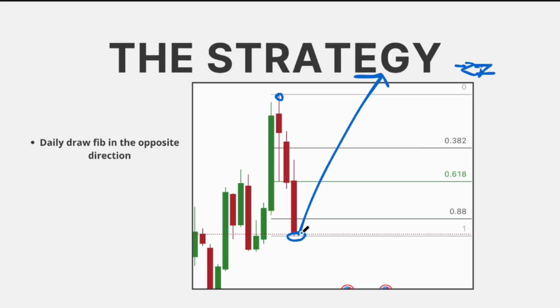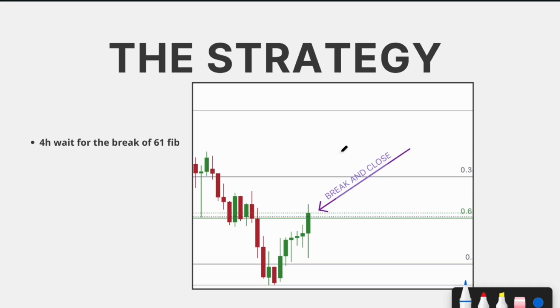So on the daily, after we come from the weekly, we draw the fib in the opposite direction of the retracement to measure the distance of the new impulse that is going to form, from the end of the retracement to the beginning.